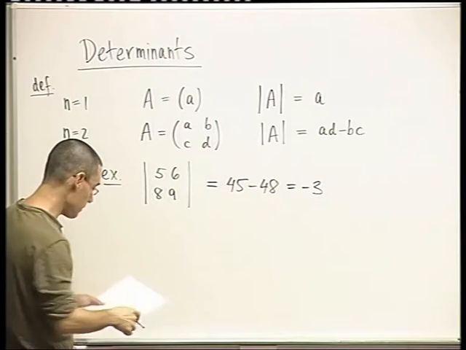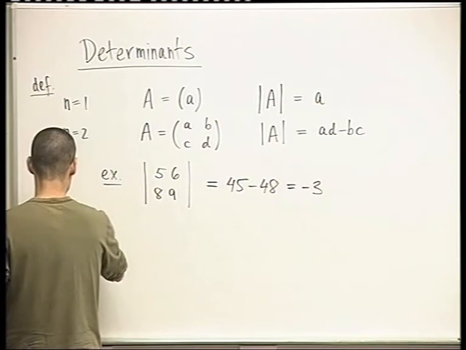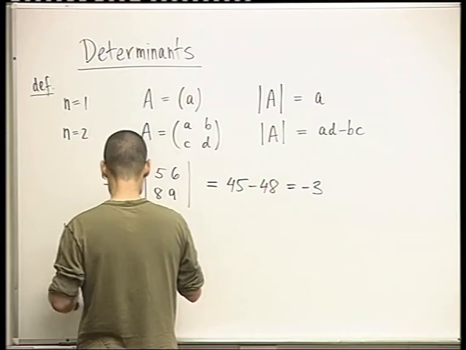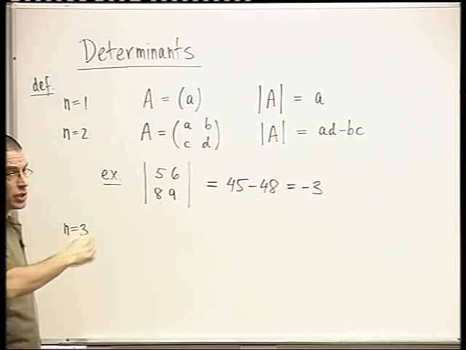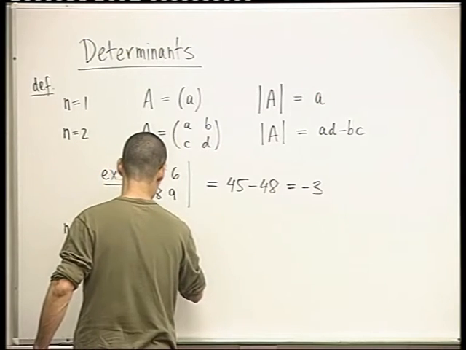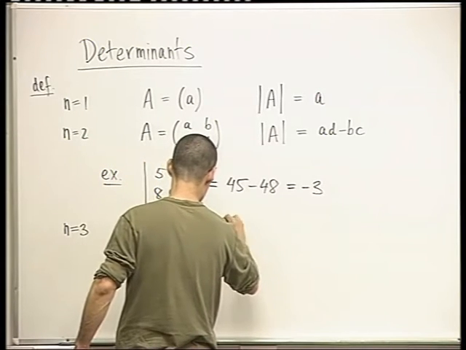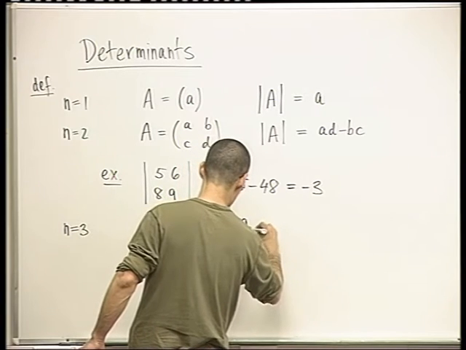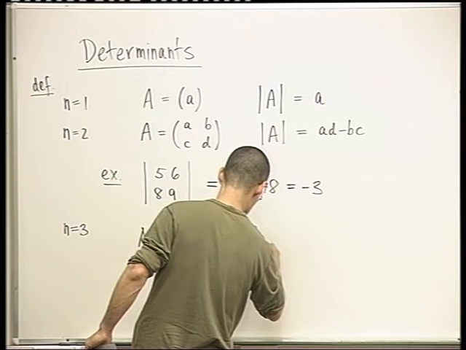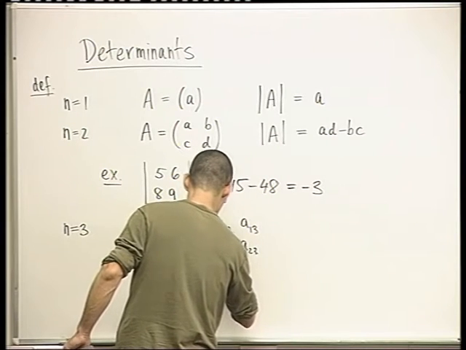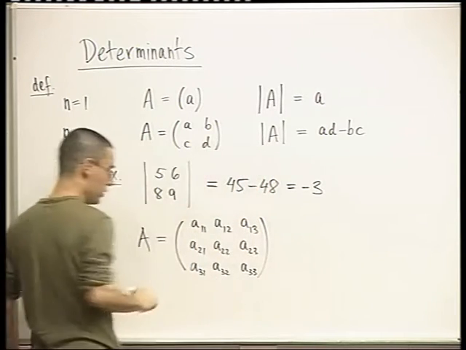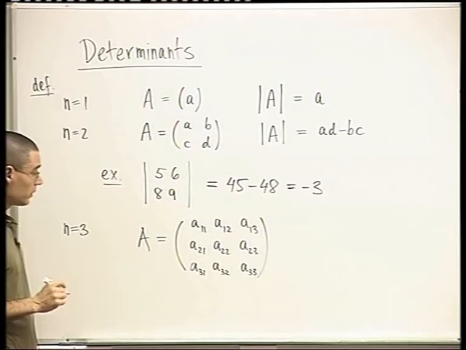Good? Okay. Moving on, for n equals 3, I'm not going to write A, B, C, D, E, F, G, and so on. I'm going to start labeling them like we usually label entries. So A is now A11, A12, A13, A21, A22, A23, and A31, A32, A33. This is a general 3 by 3 matrix.